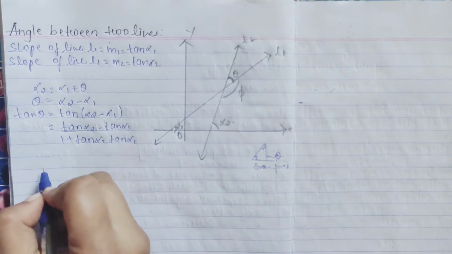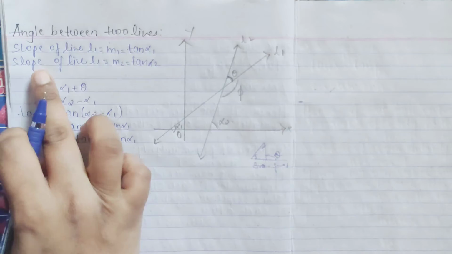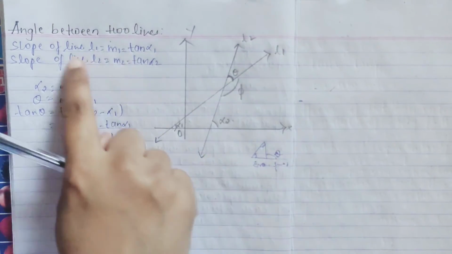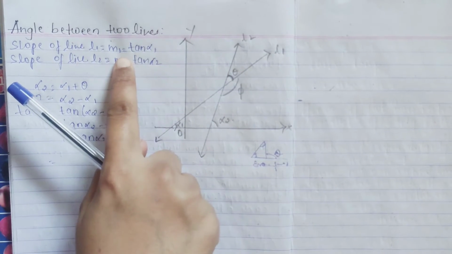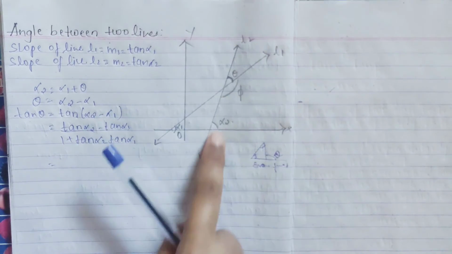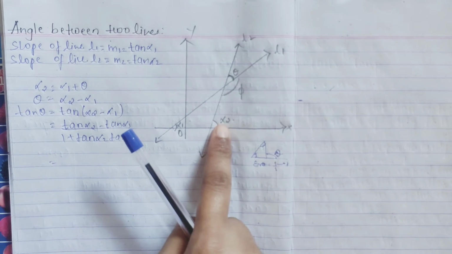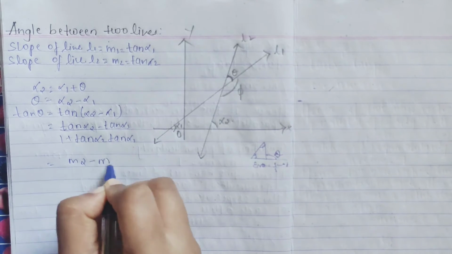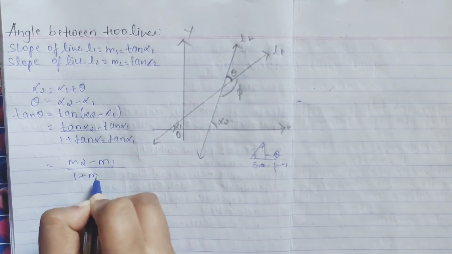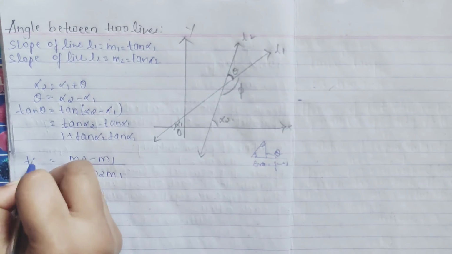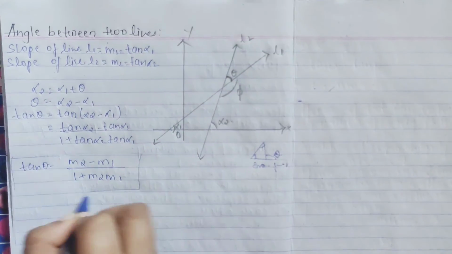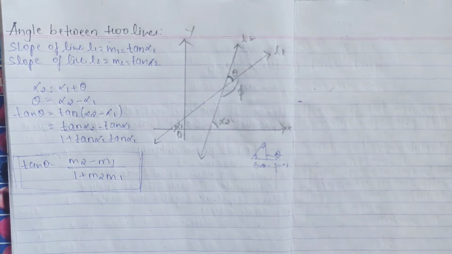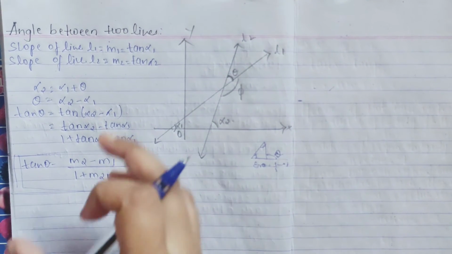Now here, oh sorry, I forgot to tell you this. The slope of line L1 is m1, which is tan alpha 1, and the slope of line L2 is m2, which is tan alpha 2. So tan alpha 2 is m2 minus tan alpha 1, which is m1, divided by 1 plus m2 into m1, right? This is tan theta, okay? Up to here we have just reached the formula. Further, some cases are there, we will see them, and then you will get the exact formula for the angle between the lines.